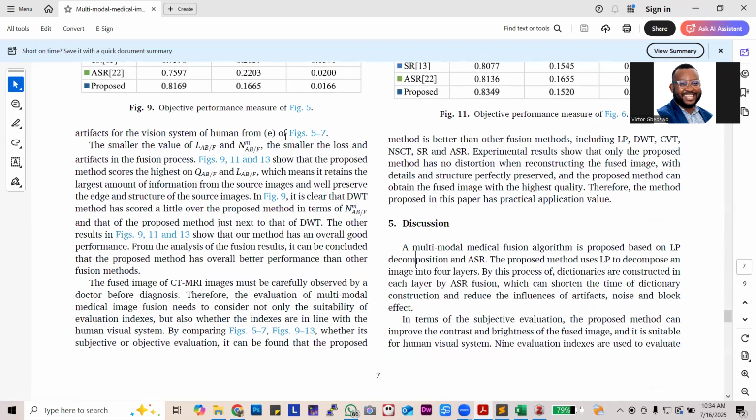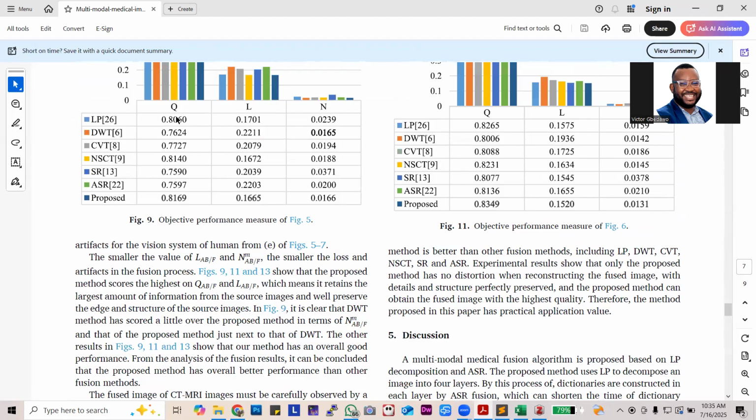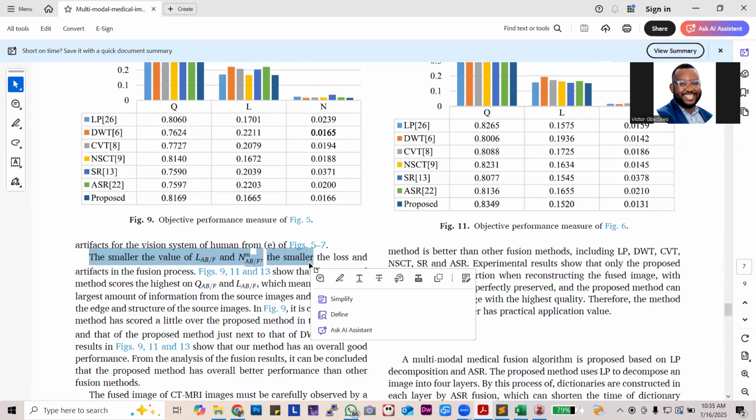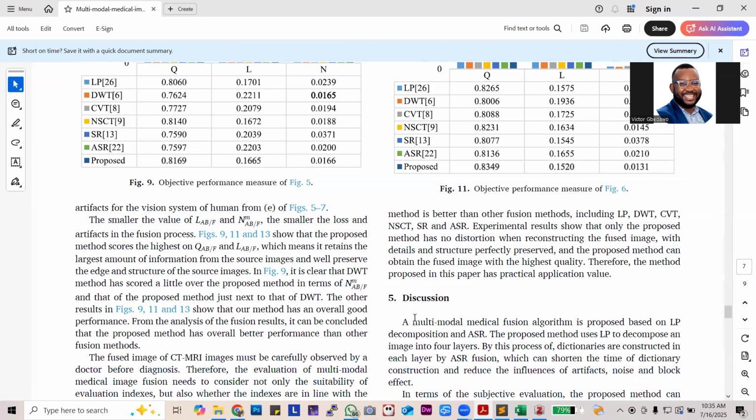Discussion means that you would take the results bit by bit and explain what each means. So what are these numbers? What are these Q, this L, this N? What does it mean? You see, they are here, but you are just giving the results. You can just put the results verbatim. But when it comes to discussion, it means let's discuss. We need to discuss the results.